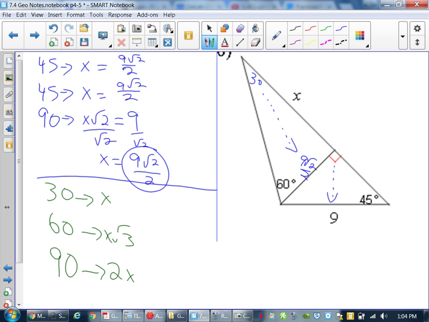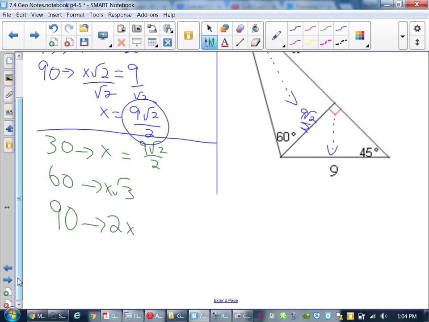In that 30, 60, 90 triangle, you know what's across from the 30, so that equals 9 root 2 over 2. It wants you to figure out what's across from the 60. So I just substitute in for x, 9 root 2 over 2 times root 3, and I get 9 root 6 over 2.